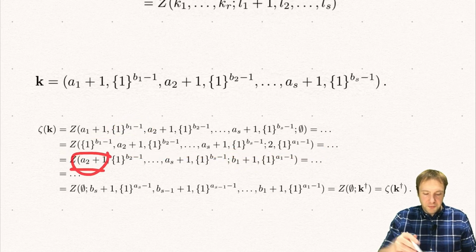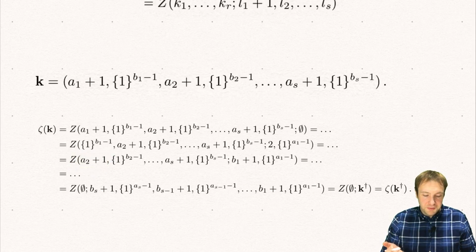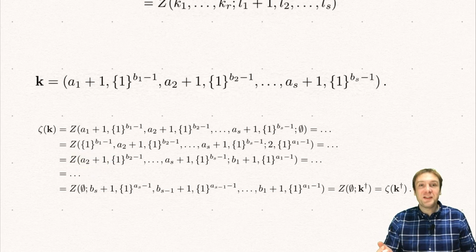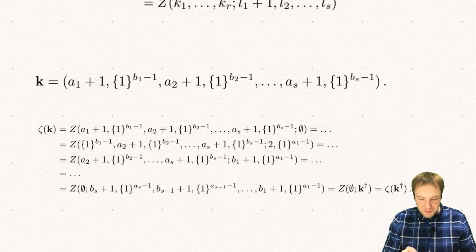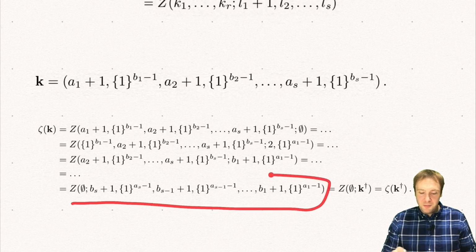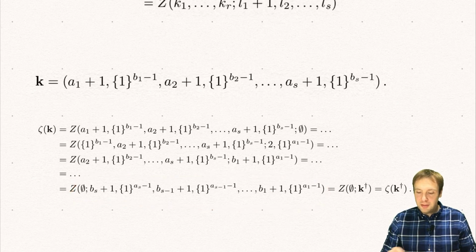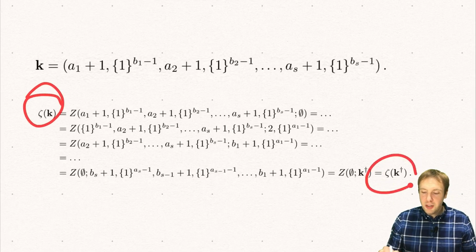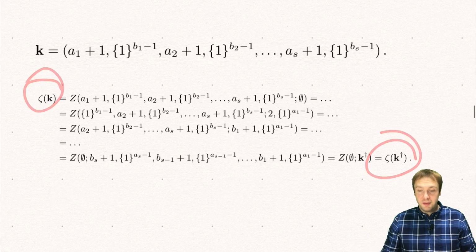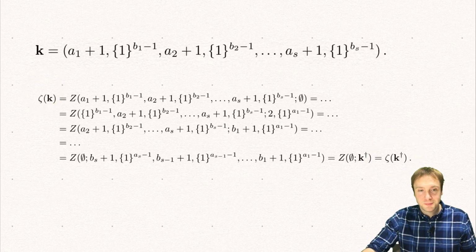And then again you use the second transport relation a2 times, and the first one b2 times, then a3 times, b3 times, and then in the end you will see you get exactly the dual index, which then gives zeta k dagger. And therefore we get the duality just by using these transport relations.